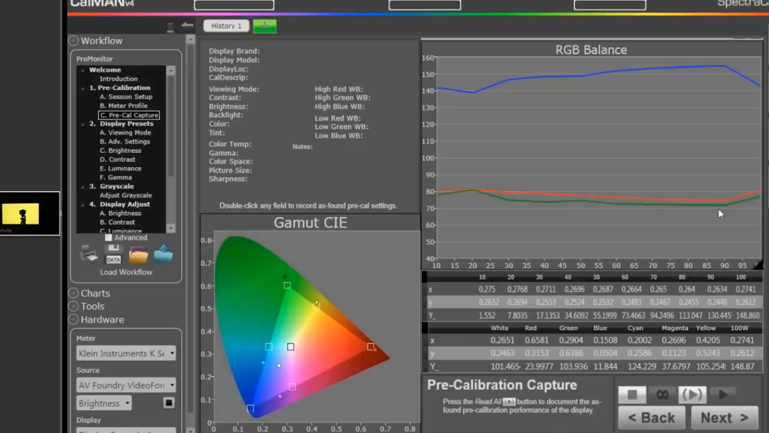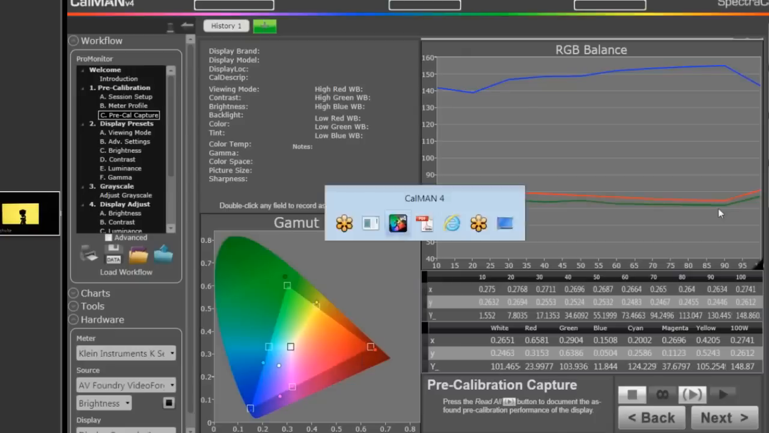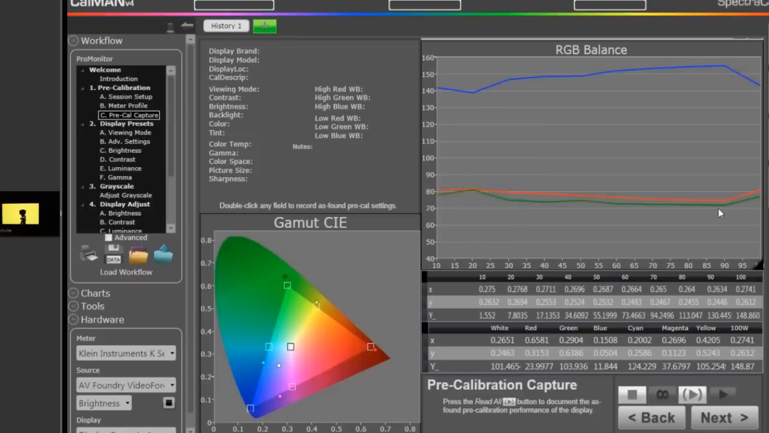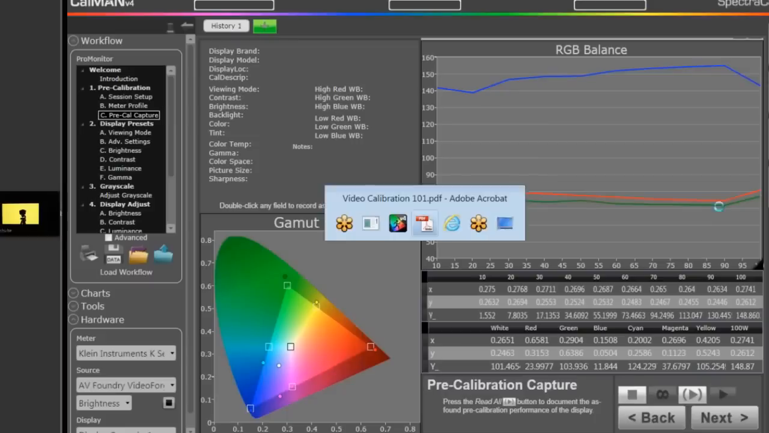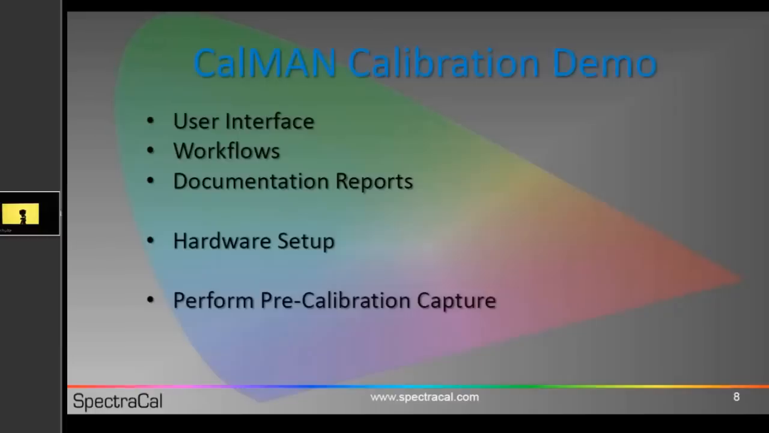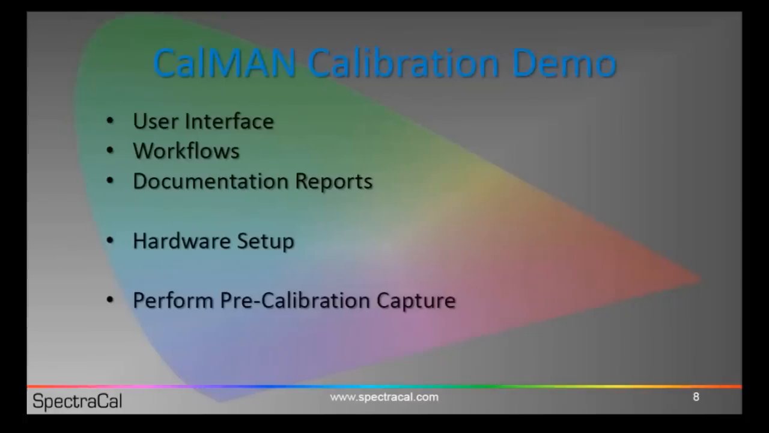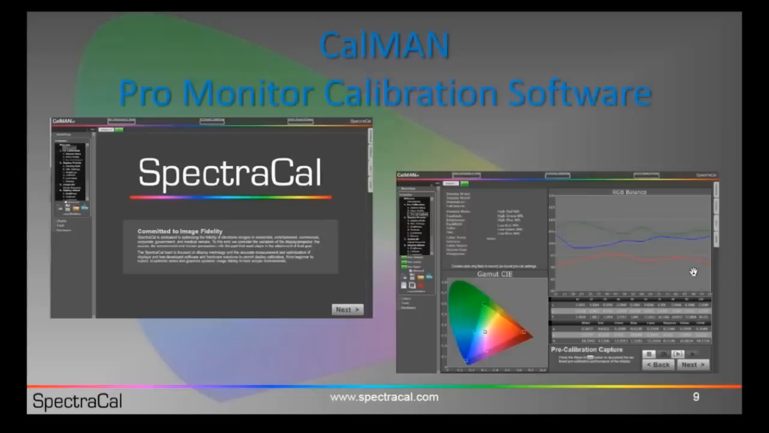So with that, let's step back to the presentation. Excuse me, there we go, and turn off the webcam for a moment. So we've talked just a moment about the calibration software that's available to us. We'll come back to that in just a minute.